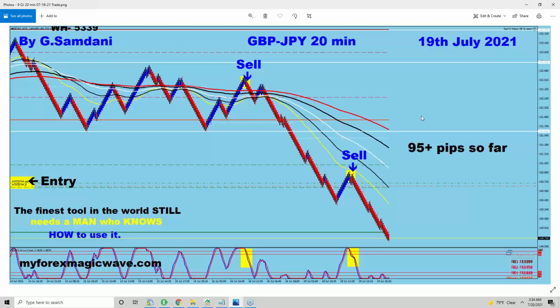Okay. So this is it for now. Pound index, a long way to go down, and the yen index might retrace now, but the pound index, yes, it is going down, and more to come.